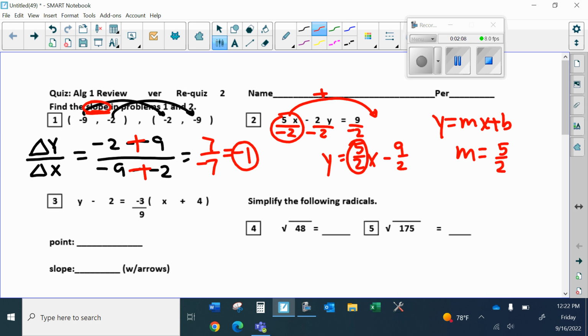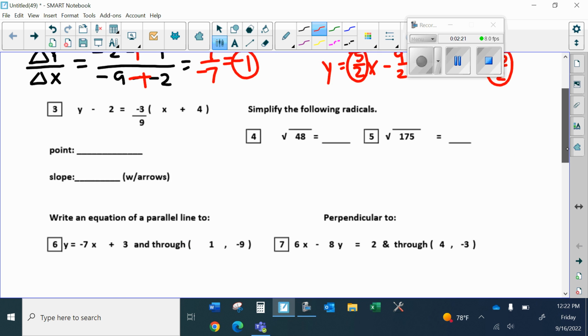If you went ahead and did, for example, on the DCAS, if you wrote y equals 5/2 x minus 9/2, you get 0 points, nothing. You have to write only 5/2. That's why you have to learn how to read and follow directions.